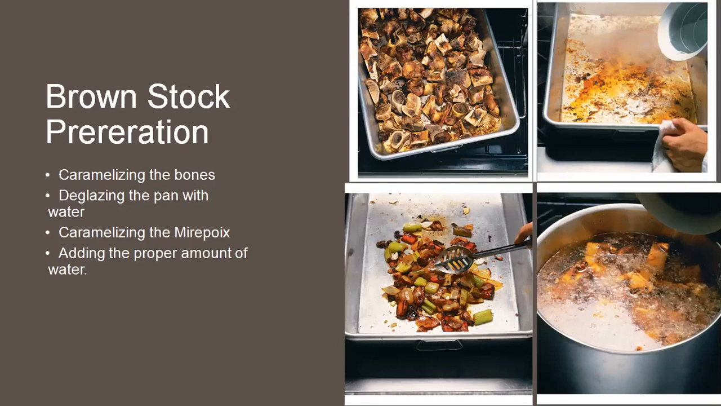So after 6 to 8 hours, when we check the stock, it will be a nice, beautiful golden amber color. We are going to strain it through a china cap lined with several layers of cheesecloth, so it will strain absolutely pure. Then we are going to cool it and refrigerate it nicely. So this is how the brown stock has been prepared.